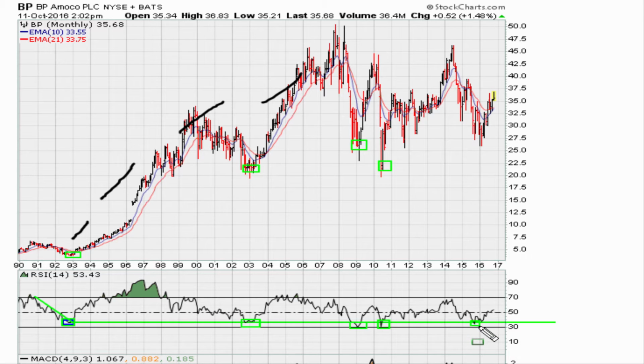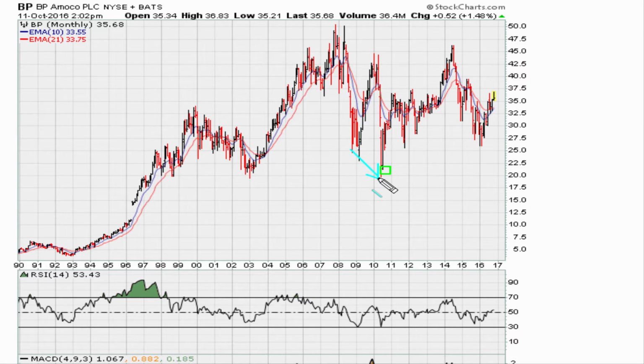Recently we came and tagged this level for the lows right there. Now keep in mind this period happens to be when we had that BP oil crash fiasco, and it was a very volatile period in the stock. But if you take a look at what happened at these lows, you can see good signs: we went lower in terms of monthly closing lows, but the RSI had a slight improvement. So that's a very good positive divergence.